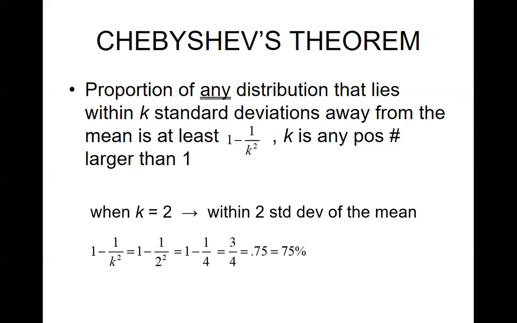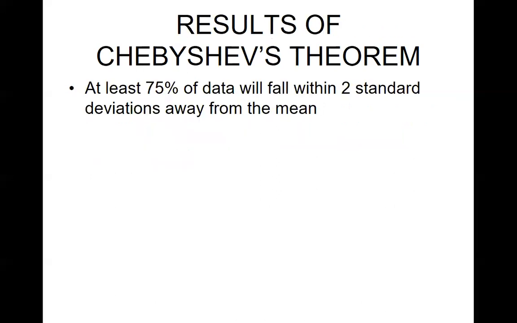So it's not as high. I can be more confident how much would be within 2 standard deviations of the mean when I know it's symmetric or bell-shaped. If I don't know the shape, I've got to lower that percentage, and that's what Chebyshev's theorem will do for us. So 75% would be within 2 standard deviations of the mean.